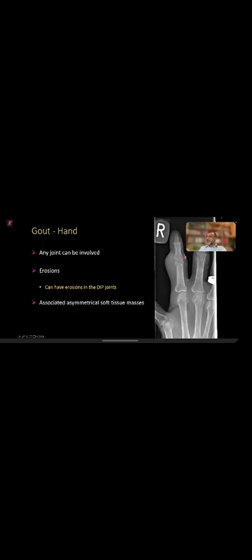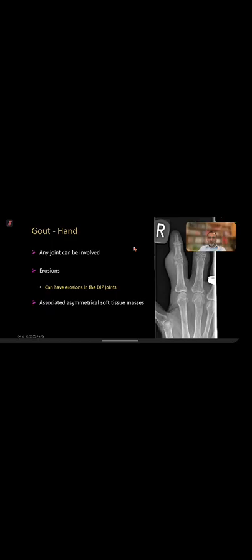Okay, and erosion can occur anywhere, and can also involve the DIP joints. There's a reason for that. I'm mentioning that, we'll come back to that later. Erosion can occur anywhere in the hands, and they can also involve the DIP joint, and it is or can be associated with asymmetrical soft tissue masses like we see here. They're never symmetrical. They are always more dense on one side, even if it looks symmetrical, but it's more dense on one side as compared to the other side.